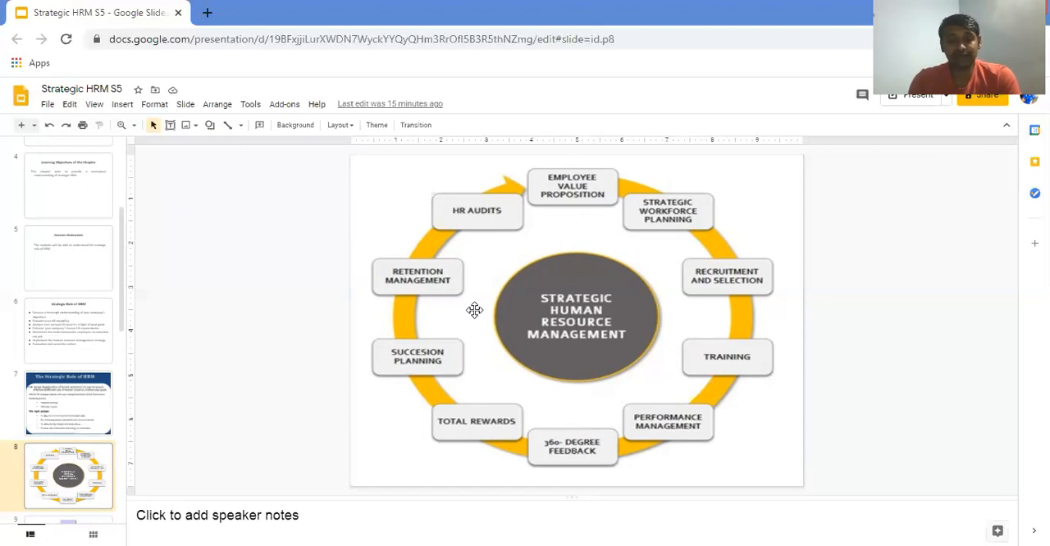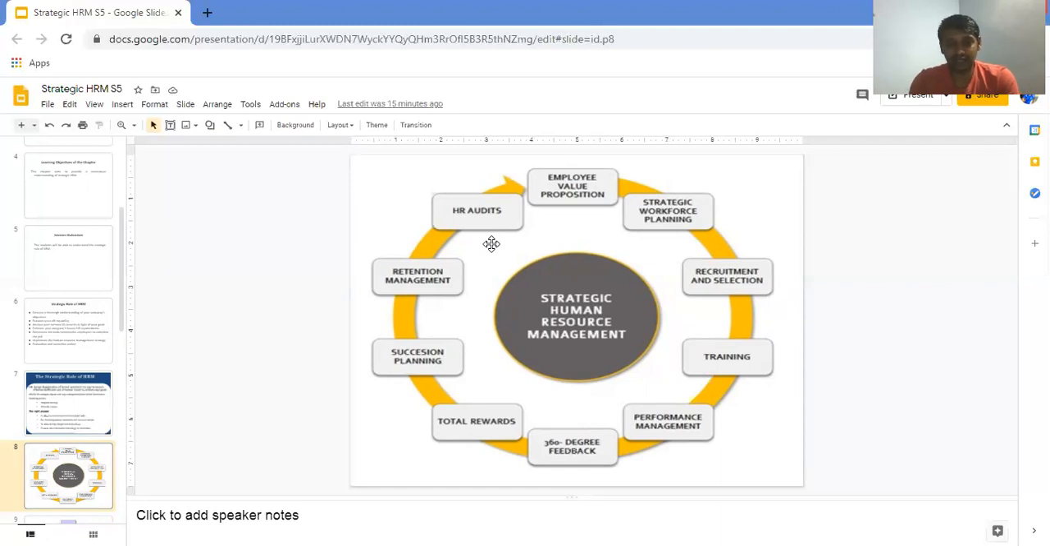He has to satisfy each and every employee in terms of work, compensation, reward system, everything. It is the main role of an HR manager to retain the employees for the future business perspective of an organization. So he has to develop various strategies to retain employees in an organization. So, retention management. Next comes HR audits.